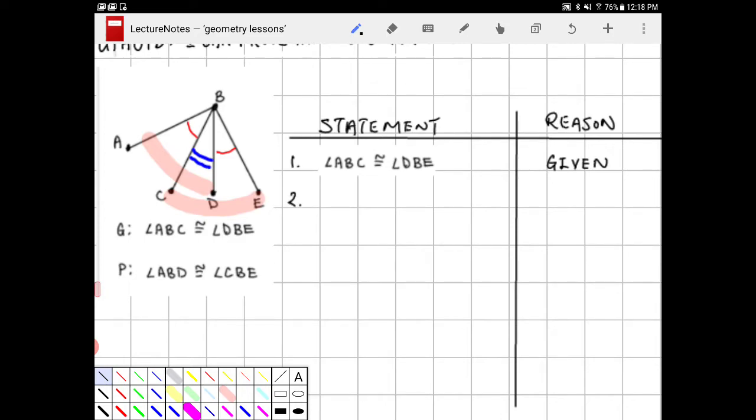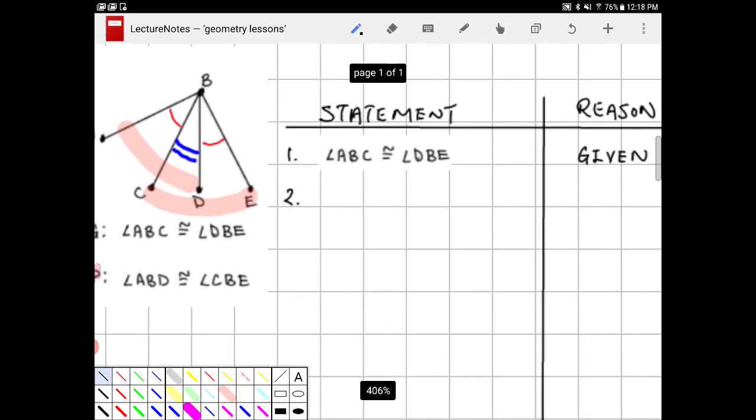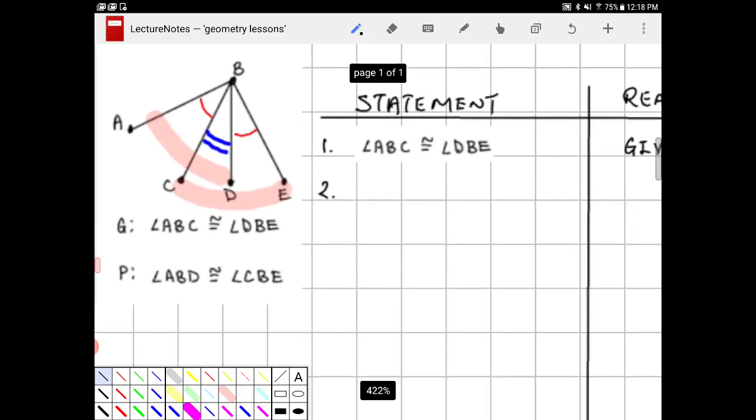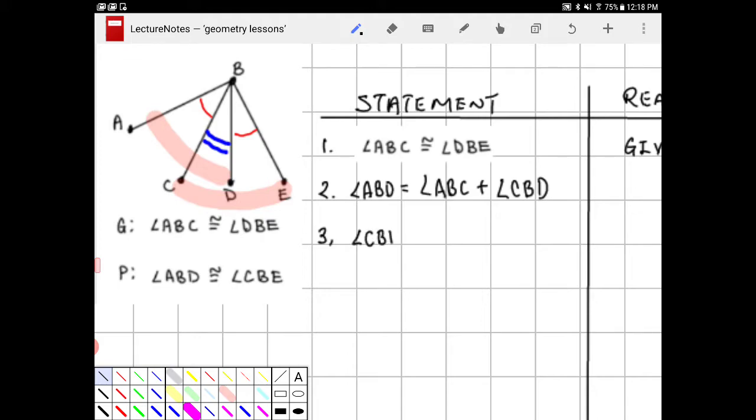So if we're trying to prove angle ABD is congruent to angle CBE, and we recognize that angle ABD is made up of 2 different angles, it would be wise, again, to utilize that strategy to inform the reader what exactly angle ABD is made up of. Angle ABD is made up of angle ABC plus angle CBD. And similarly, we also recognize that angle CBE is equal to angle CBD plus angle DBE.